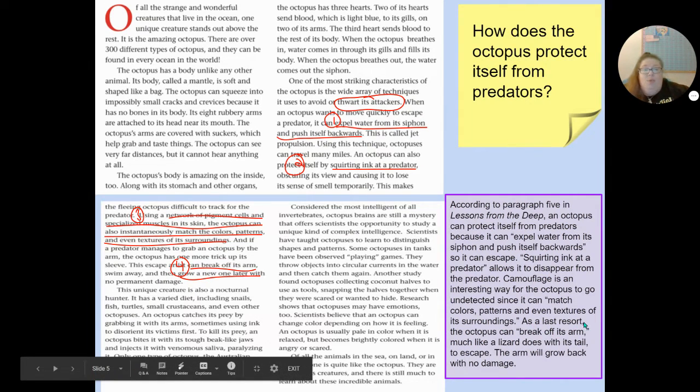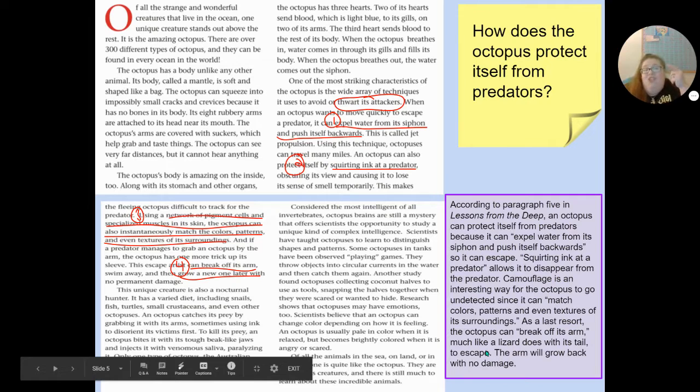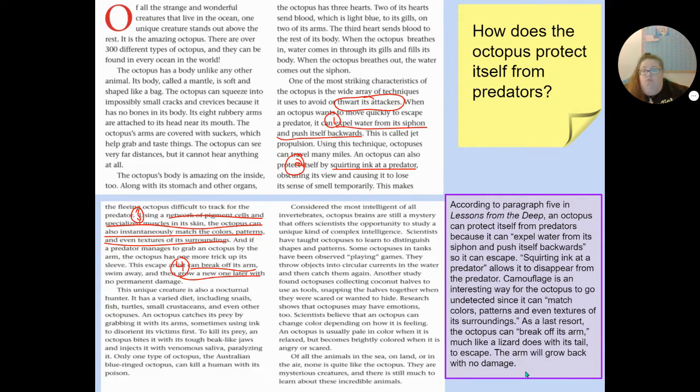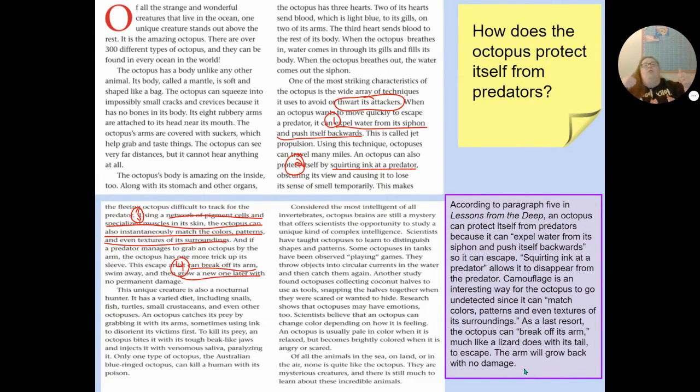As a last resort, the octopus can, direct quote here, break off its arm. And now I'm making that connection that I made when I was reading, much like a lizard with its tail, to escape. The arm will grow back with no damage. Okay? So that's how you quote accurately from the text using a think and search question.